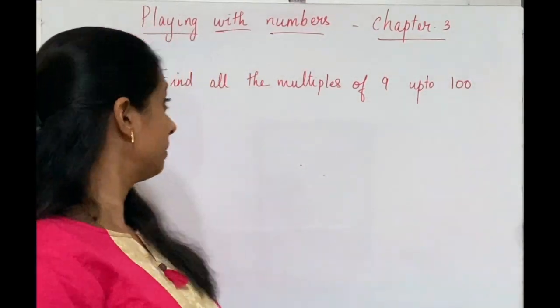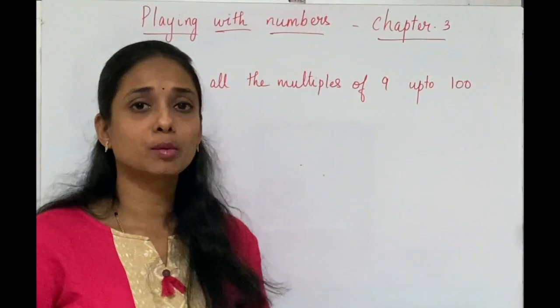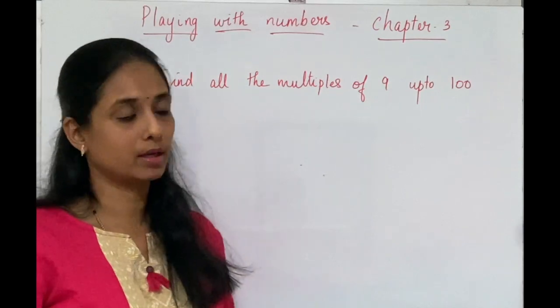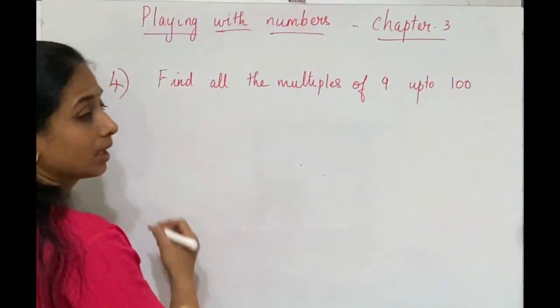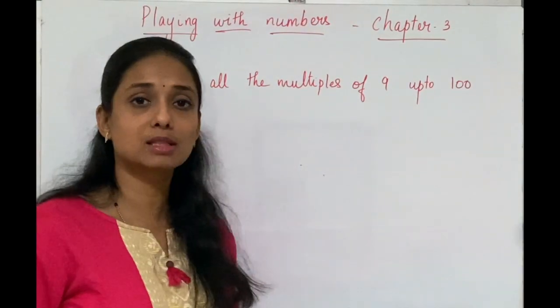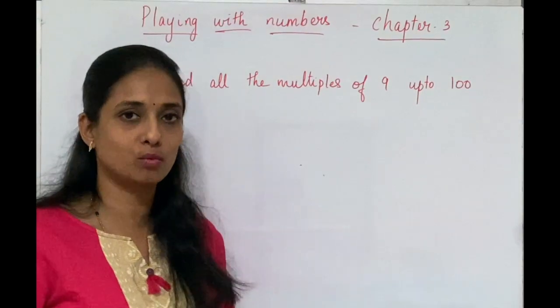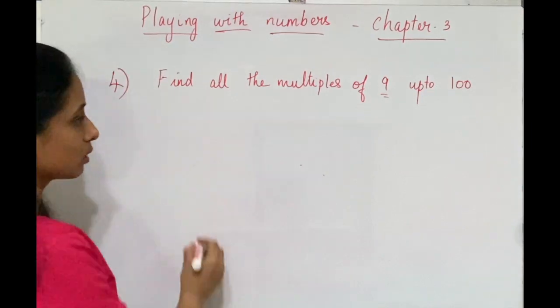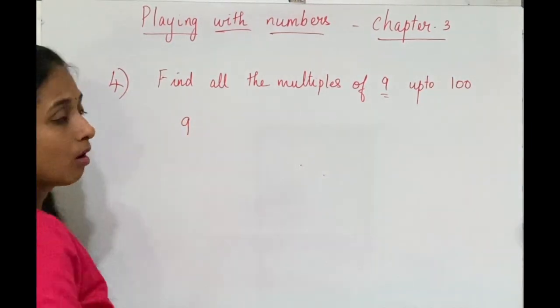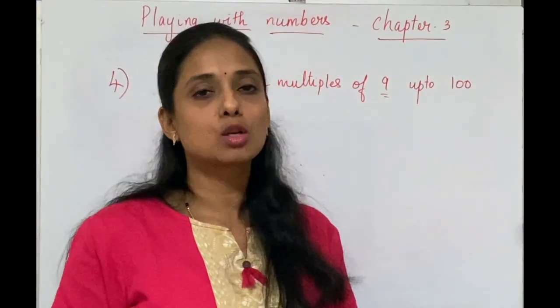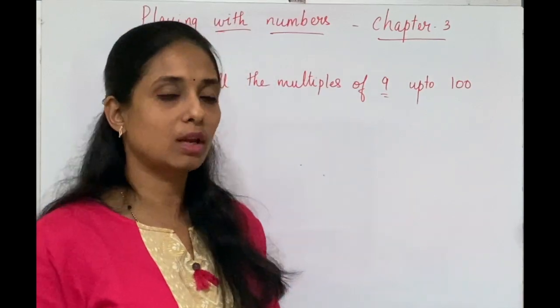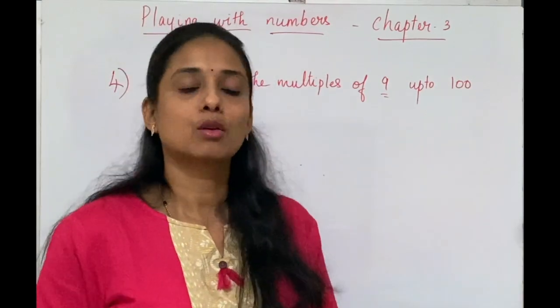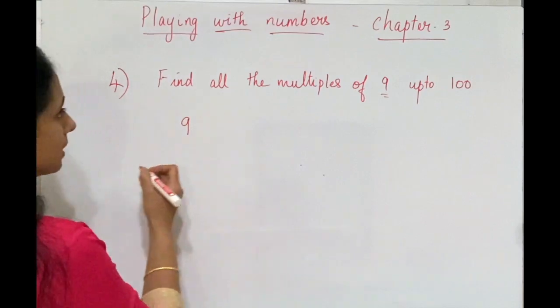The fourth problem, you have to find all the multiples of 9 up to 100. Okay. So let's start writing. When we write multiples, where should we start? Should we start with 1? No, we should start with that number. Okay, so we will start with 9. All the multiples of 9 will be equal to or greater than 9. Okay, 1 is a factor of 9, not a multiple of 9. So I will start with 9.